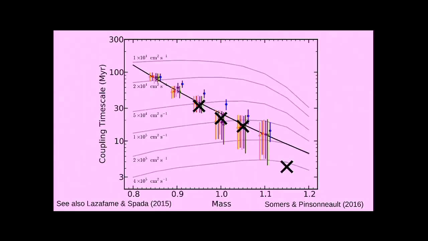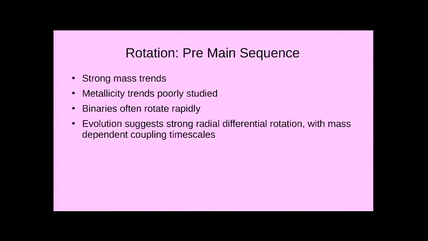And then if that's the correct physical picture, then we should expect a different coupling time between the core and the surface for stars of different masses. So when we're looking at stars on the pre-main sequence, we see strong trends in what's happening with stellar mass. Unfortunately, most of the open clusters are solar-ish in metallicity, so we don't have a great sense of what the metallicity trends are in rotation. But we've noticed that binaries are probably important, and evolution seems to suggest that there is strong radial differential rotation, as well as recoupling between the core and the envelope of the star.